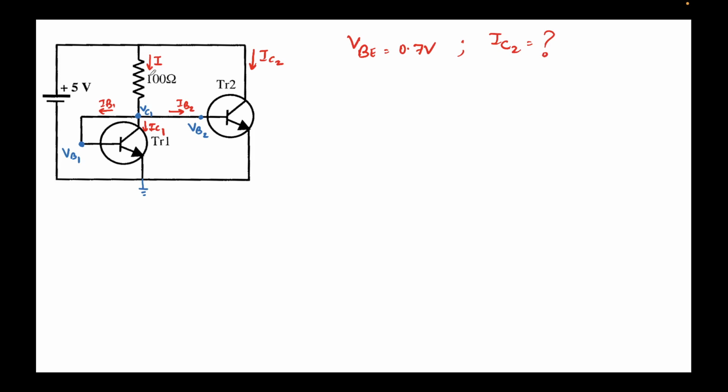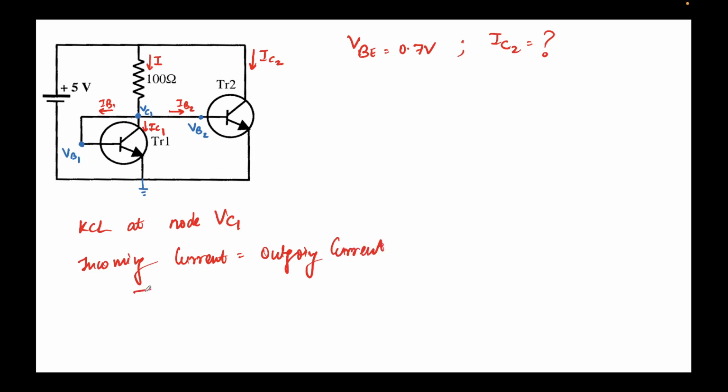So what I'll do is apply KCL at node VC1, at this node. I'll write all the incoming current equal to the outgoing current. So incoming current is nothing but capital I. Outgoing current is IB1 plus IC1 plus IB2. You can see these three currents, right?